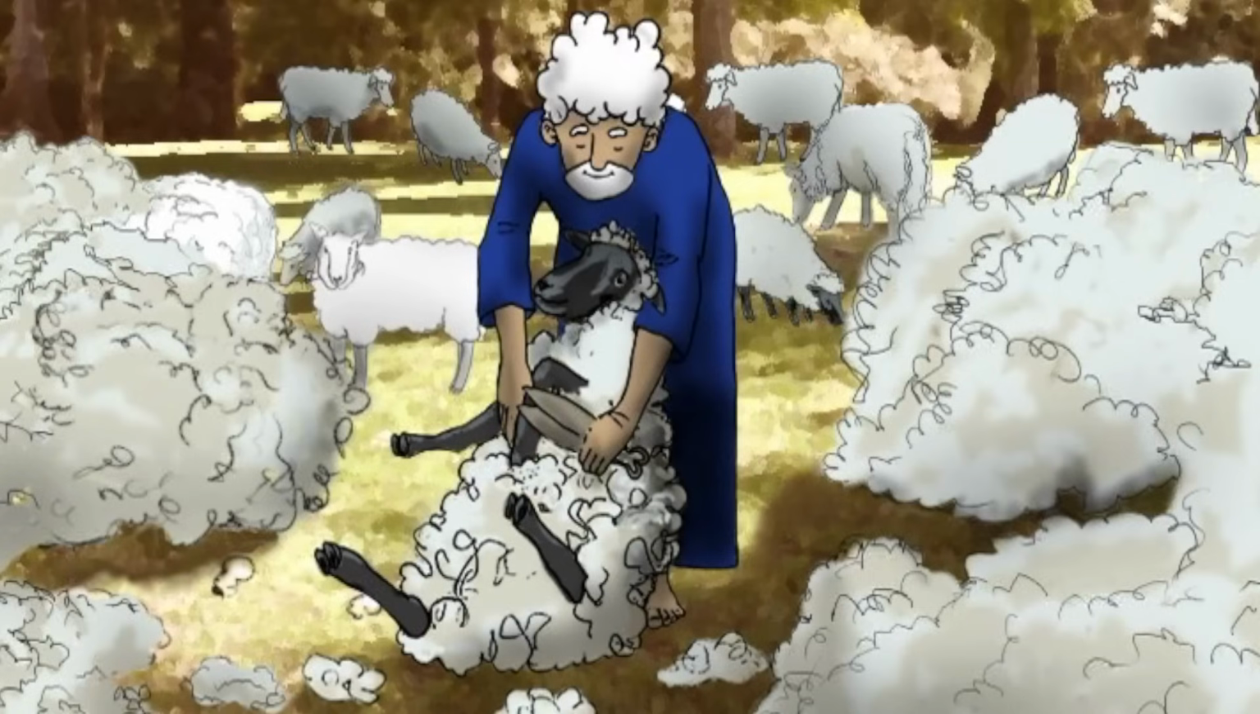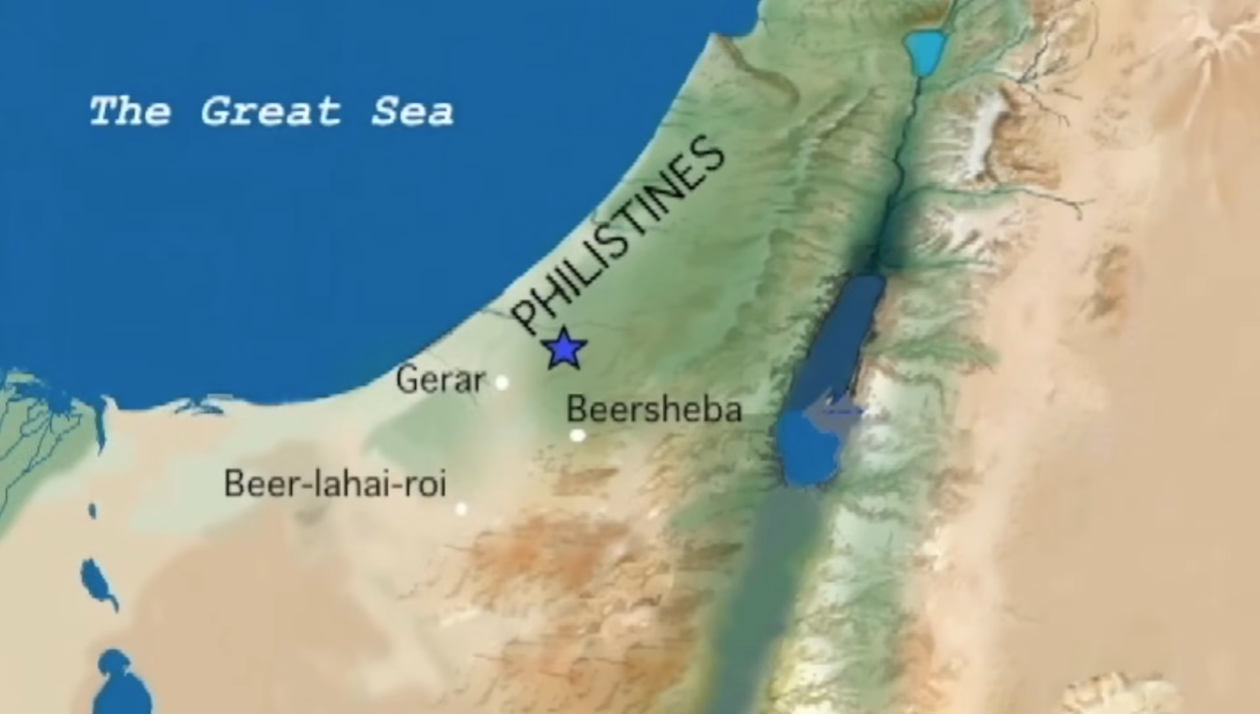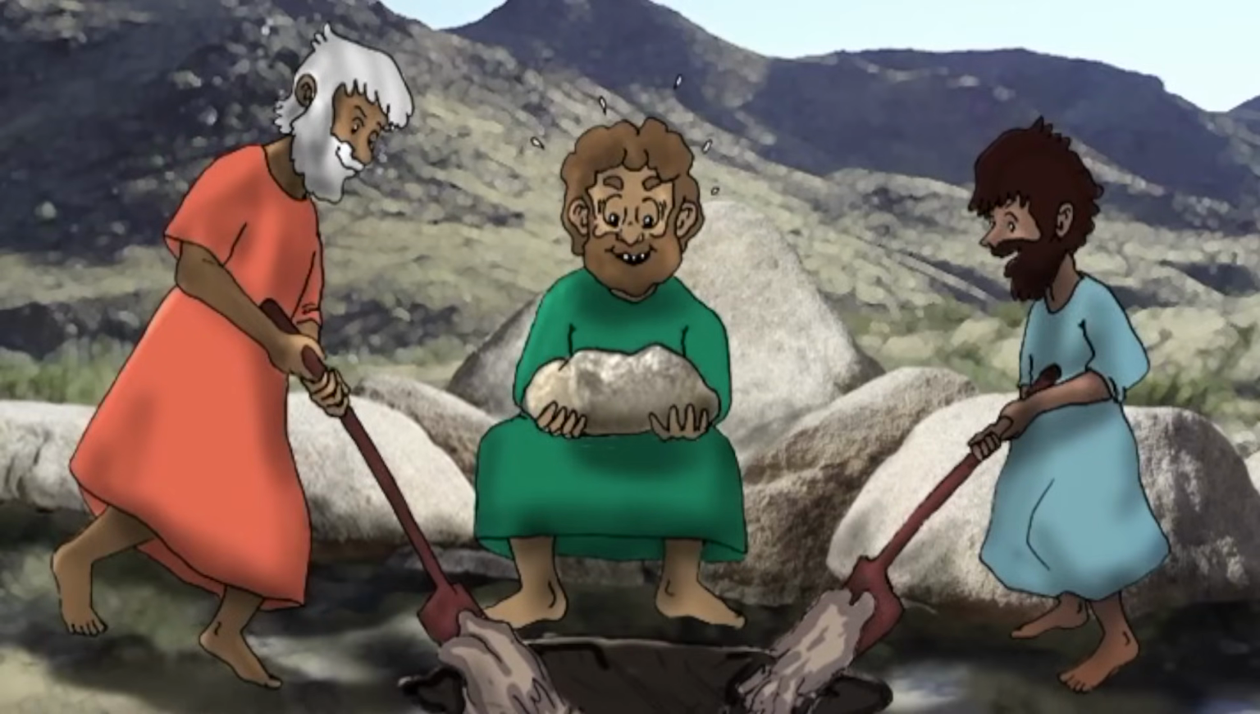Isaac's wealth grew more than 100 times, so he had huge herds and flocks. Because of this, King Abimelech asked him to move away. Isaac moved to the valley of Gerar. The Philistines had thrown dirt into some wells dug by Abraham, so Isaac's men dug the wells again.